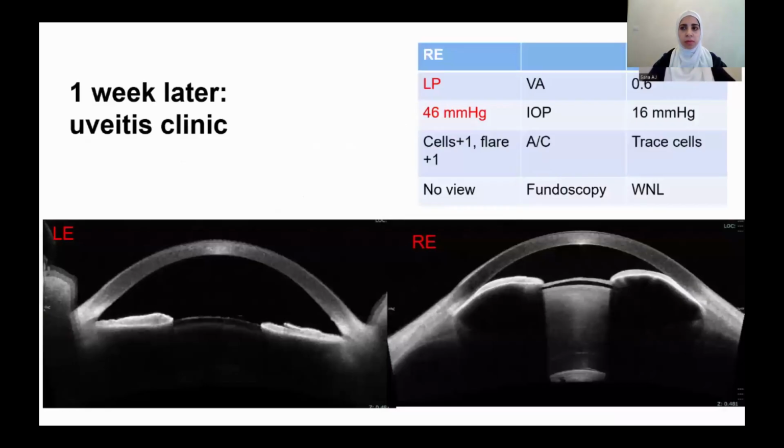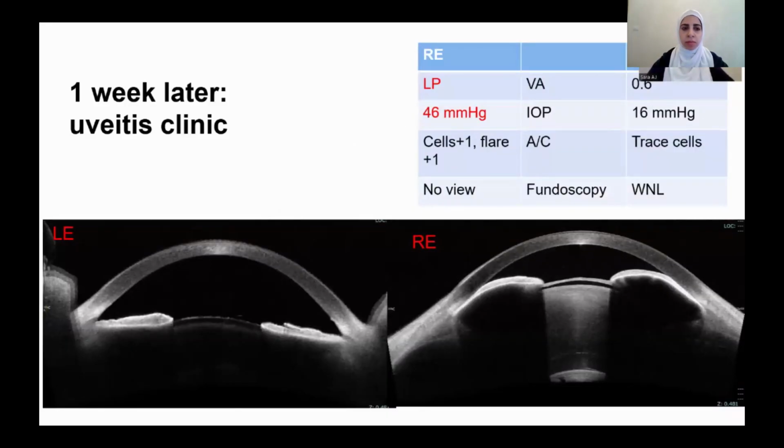One week later, she was examined in the uveitis clinic. Her visual acuity in the right eye dropped to light perception. In the left eye it was 0.6. Her intraocular pressure in the right eye was 46 millimeters of mercury, and in the left eye it was normal, with mild inflammation in both eyes.